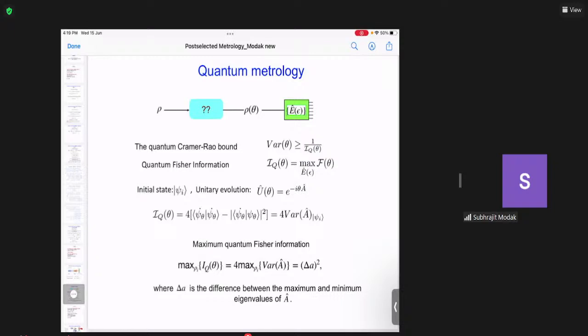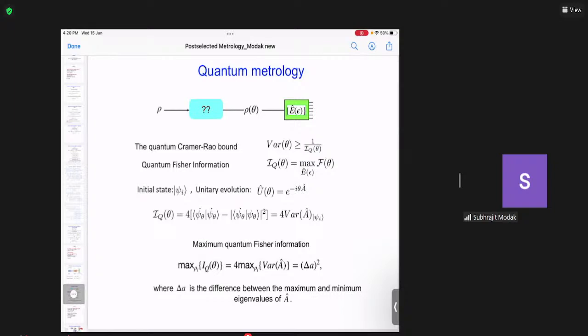This delta small a square is nothing but the difference between the largest eigenvalue and the smallest eigenvalue. So this is the limit, right? So that you can't overshoot. All the limits that I'm talking about are for infinitely many trials. These are all statistical limits, right? This is not some limit that you can touch for a particular trial. So you have to run numerous trials.